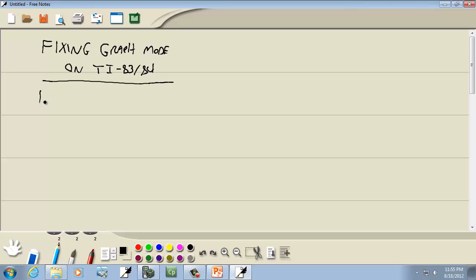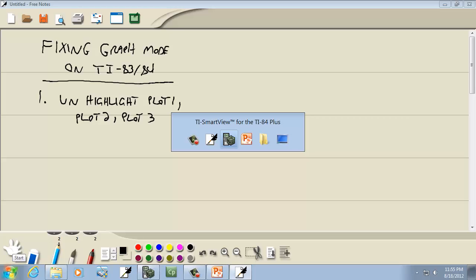But at some point you probably will screw up your calculator, so if you just want to do these to get comfortable with them, then that's good. Our first one is we want to unhighlight Plot 1, Plot 2, and Plot 3. Let's go see what I mean by that.